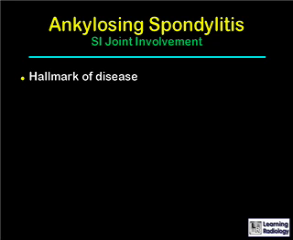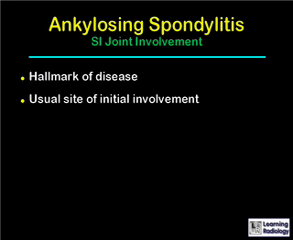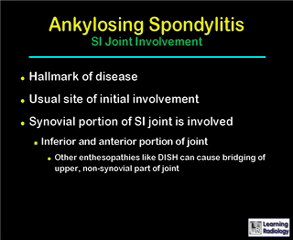SI joint involvement is a hallmark of the disease, and it is the usual site of initial involvement. The synovial portion of the sacroiliac joint is that portion which is most frequently involved, and that is the inferior and anterior portion of the joint. Other enthesopathies like diffuse idiopathic skeletal hyperostosis can cause bridging of the upper non-synovial portion of the joint.